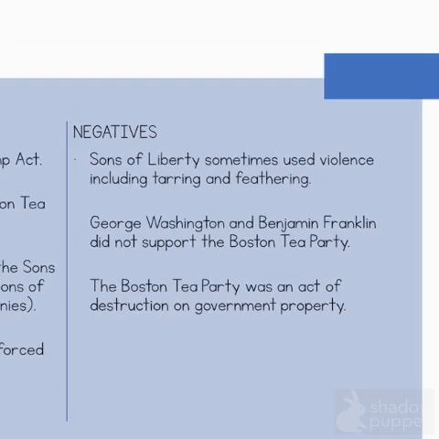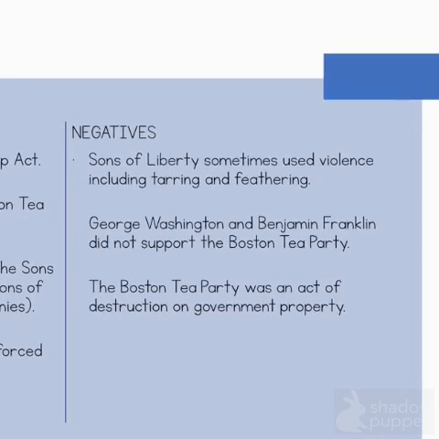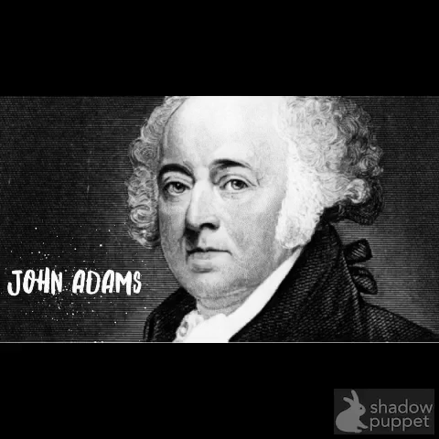Now the negatives. The Sons of Liberty sometimes used violence, including tarring and feathering. George Washington and Benjamin Franklin did not support the Boston Tea Party. The Boston Tea Party was an act of destruction on government property. So who were the Sons of Liberty? Well, one was John Adams, a wealthy lawyer that lived in Boston.